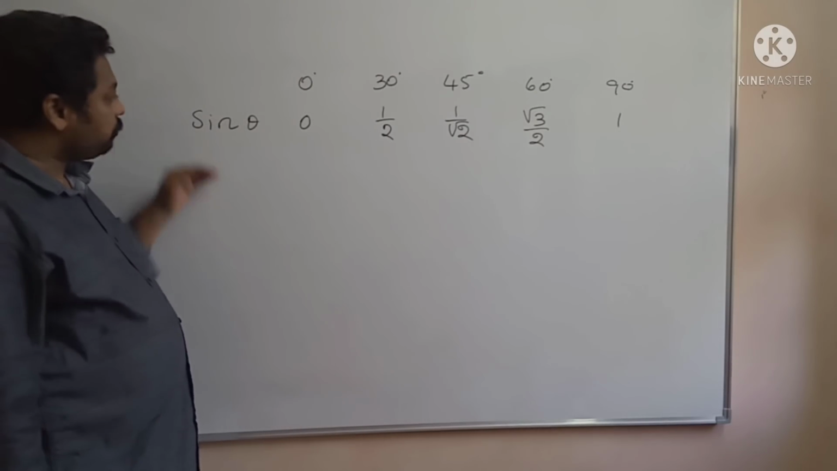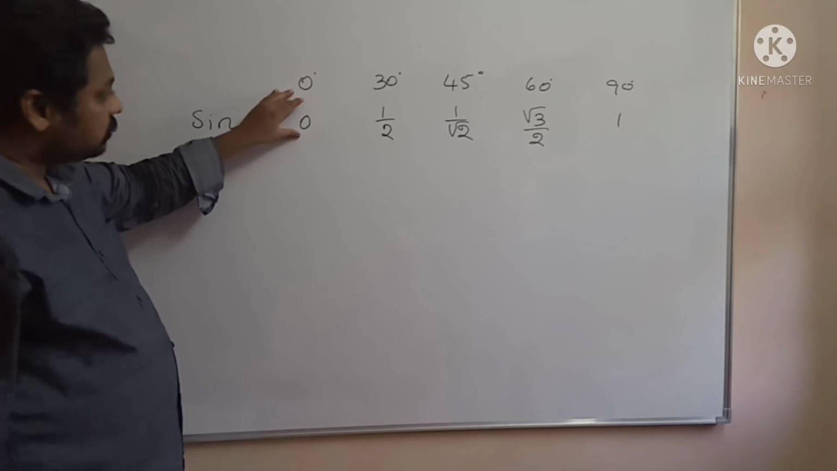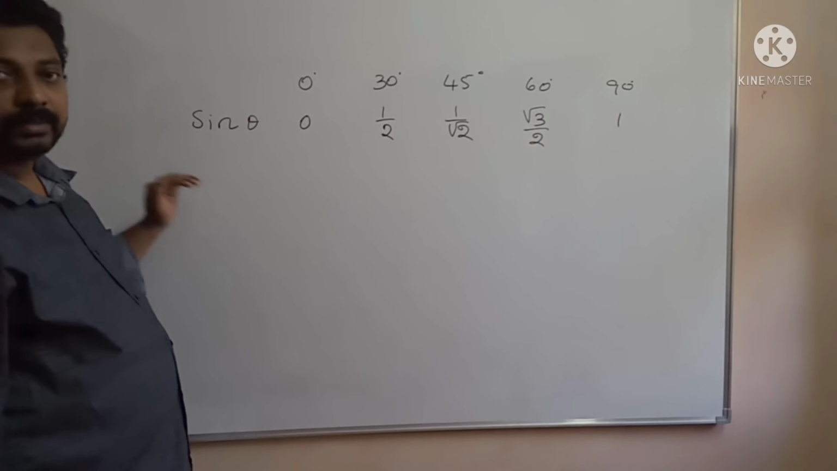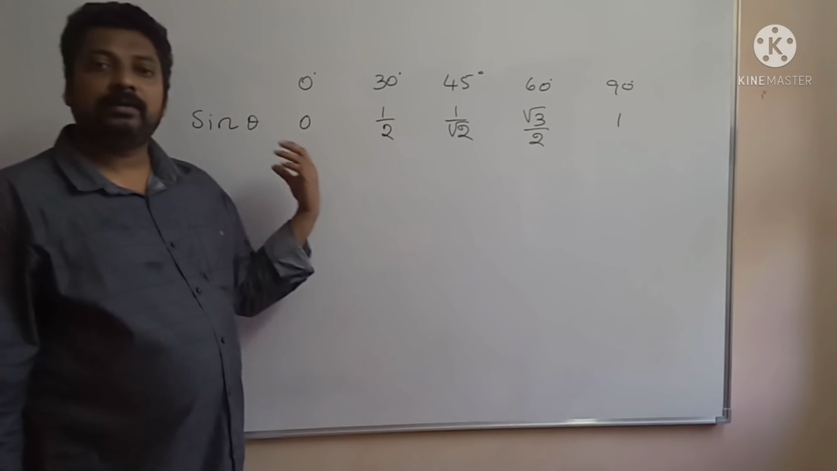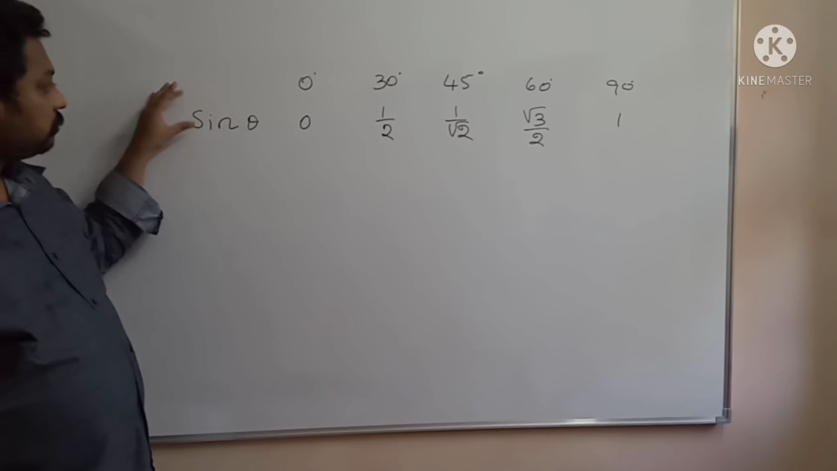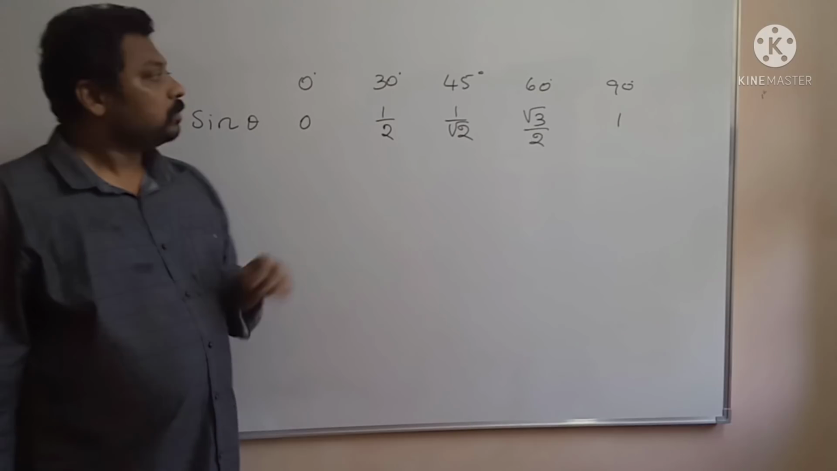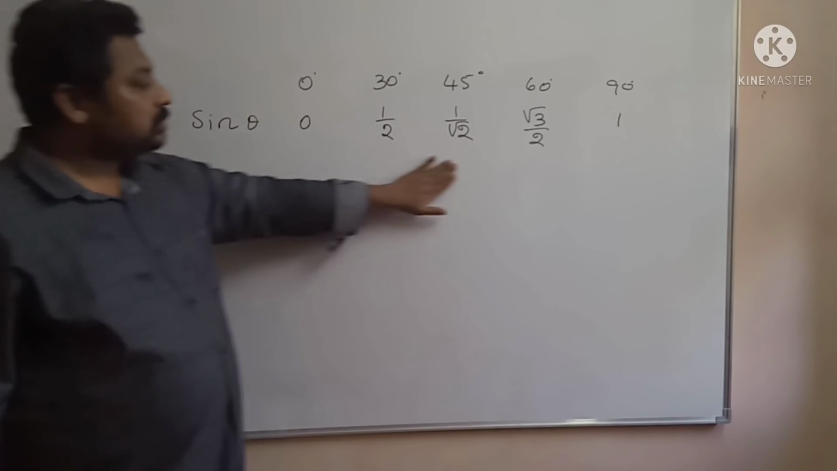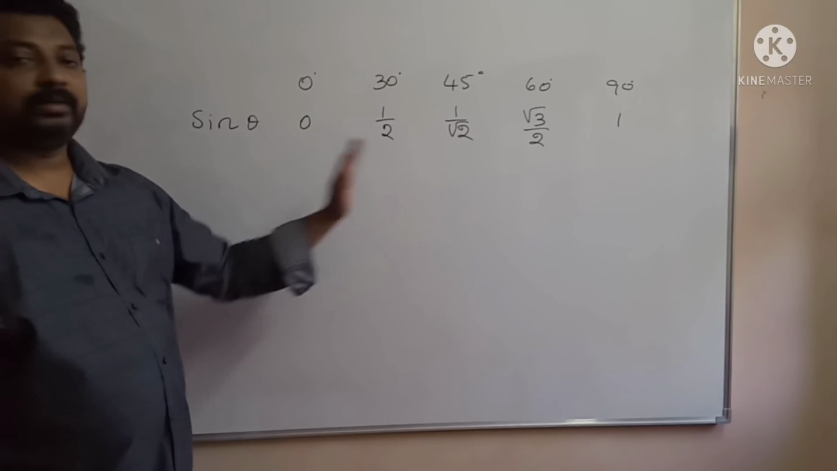Then for tan, the value is sin theta by cos theta. You have to divide the sin value by the cos value, you will get the tan value. Then for cot, you have to reciprocate the tan value. For cosecant, you have to reciprocate the sin value. For secant, you have to reciprocate the cos value. So if you remember only these values, you will know all the other trigonometric ratios.